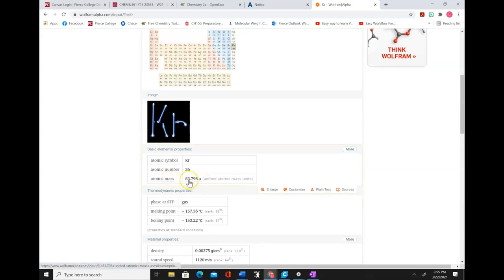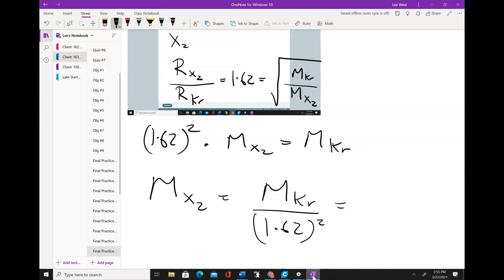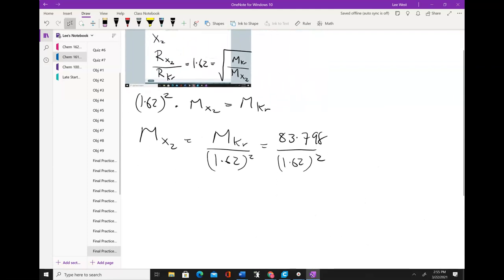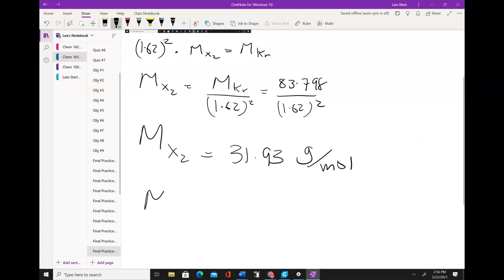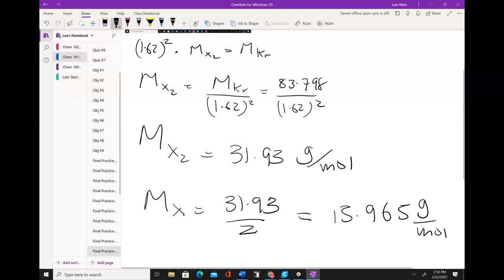And there's the mass, 83.798 divided by 1.62 squared. Now it should be lighter because it's escaping from the pinhole faster. So the molar mass for this diatomic, 83.798 divided by 1.62 squared, ends up being 31.93 grams per mole. Now that's for a diatomic gas, so the mass of X is just going to be 31.93 over 2. So that's going to be very close to 16, isn't it? 15.965 grams per mole. So what do you think X is?